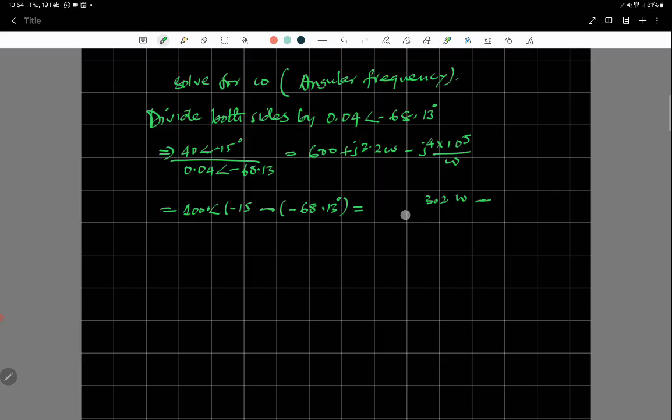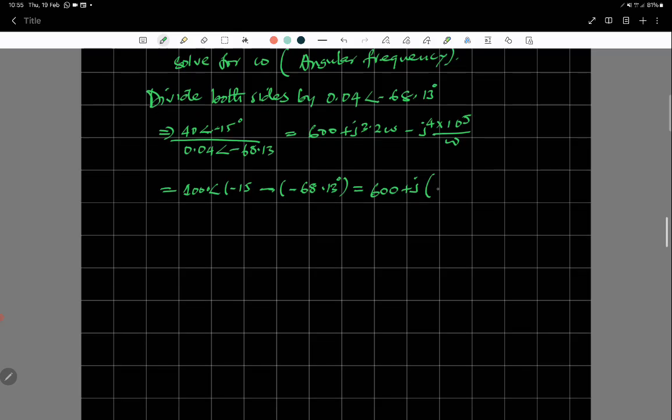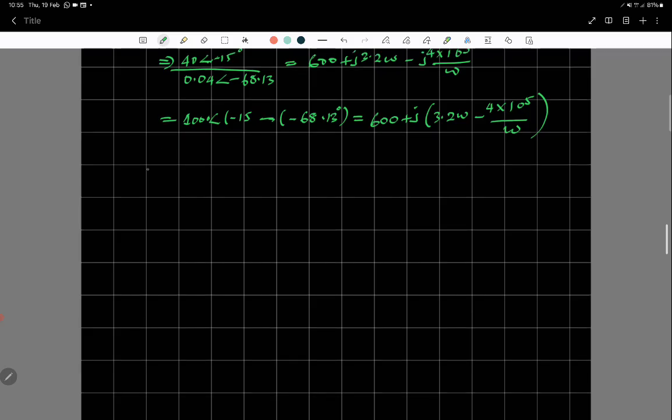Sorry, I've made a repetition. Which is equal to 600 plus j 3.2 W minus 4 times 10 power 5 over W. Now we need to convert the phasor to rectangular form.